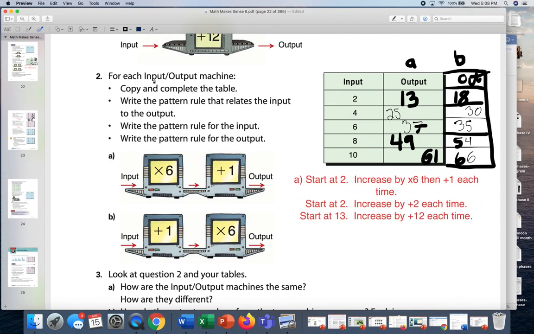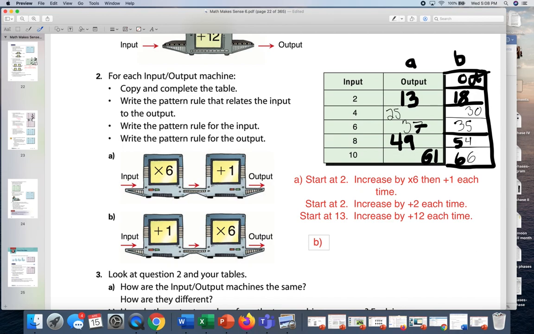And then we'll do B. So kind of the same deal. I already filled this in. So we have plus 1 and then times 6. So notice how it is the same operations and same values, but in the backwards order. Okay, so here we go, plus 1, so 2 plus 1 is 3, times 6 is 18. Okay, so the answer should be 18, 30, 35, 54, and then 66.